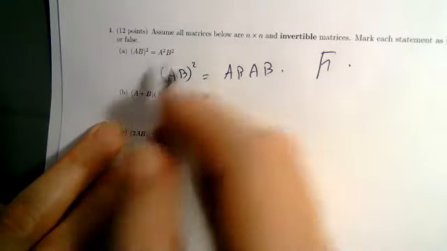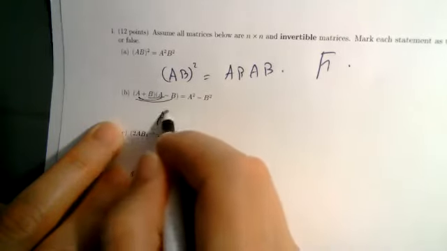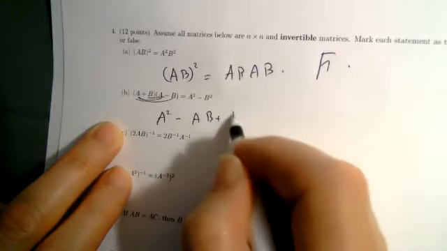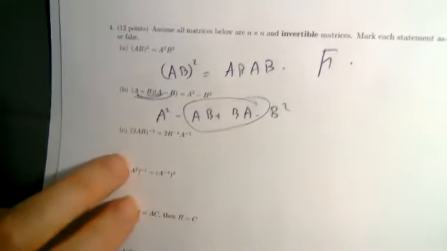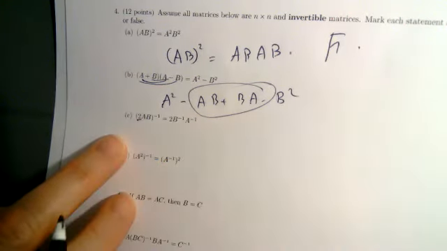B, true or false? Quick, again false, because if I multiply, I'm going to have A squared minus AB plus BA minus B squared. There is no way I can combine those. C, true or false, quickly. False, because I have a 2.